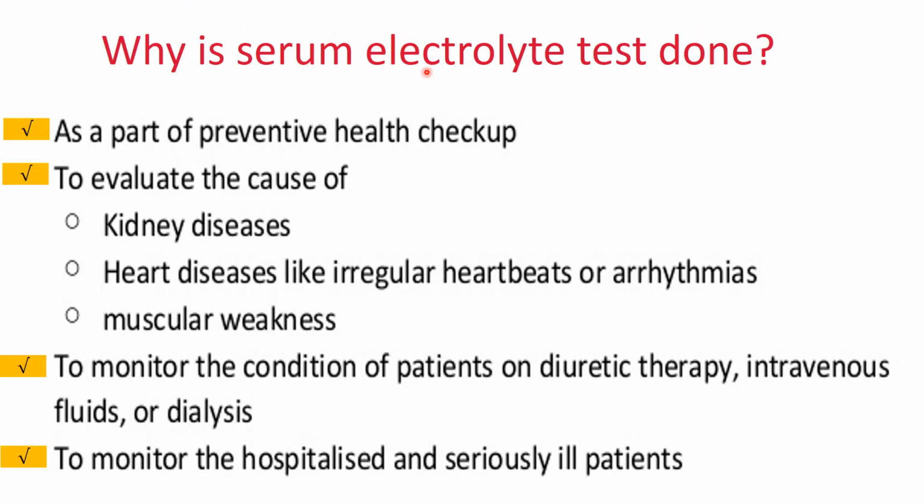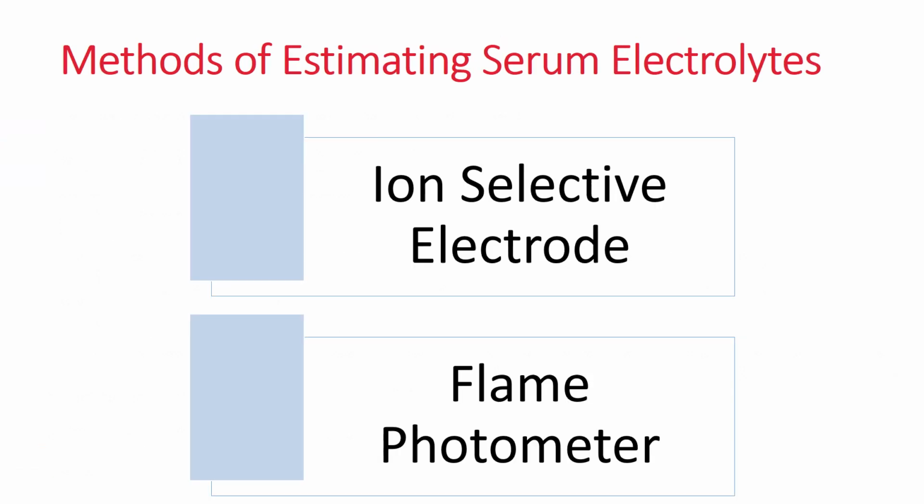Now, why is the serum electrolyte test done? What is the importance of doing the serum electrolyte test? As a part of preventive health checkup, to evaluate the cause of kidney disease, heart diseases like irregular heartbeats or arrhythmias, muscular weakness. Then it is also analyzed to monitor the condition of patients on diuretic therapy, intravenous fluid or dialysis, and to monitor hospitalized and seriously ill patients. So now you know why the serum electrolyte test is done.